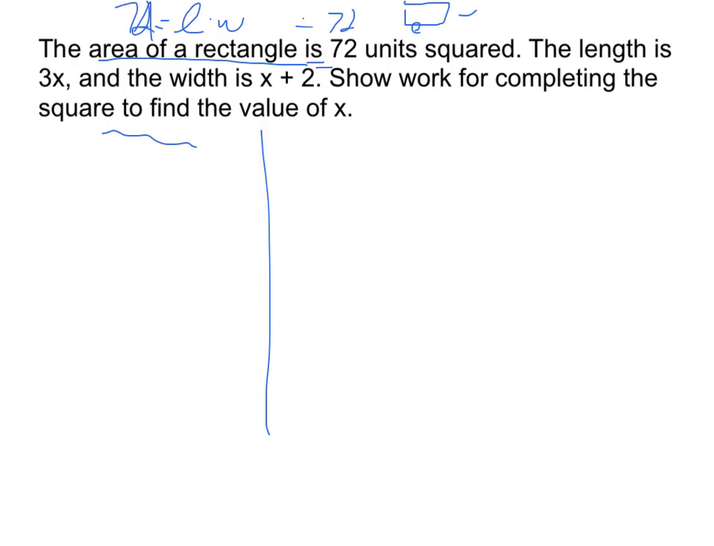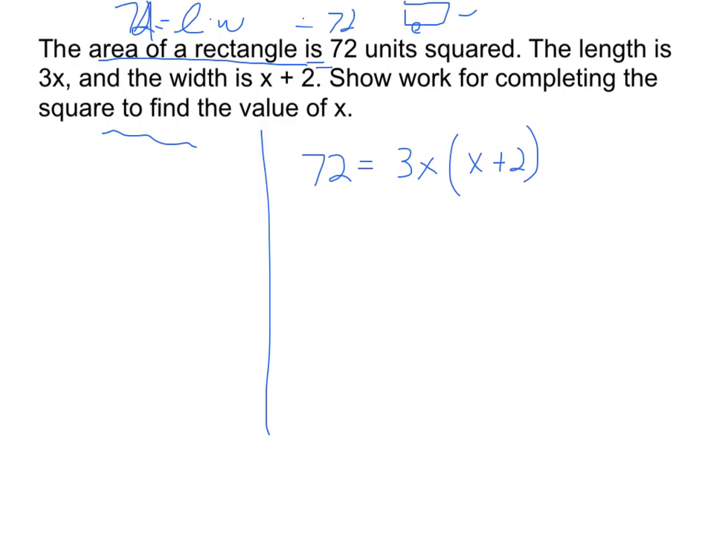The length is 3x, so now I'm going to start showing my work down here. So 72, which is the area, the length is 3x. The width is x plus 2. I know I need to multiply those, because that's the formula. Show your work for completing the square to find the value of x. So basically, we are solving for x. That's all we're doing.